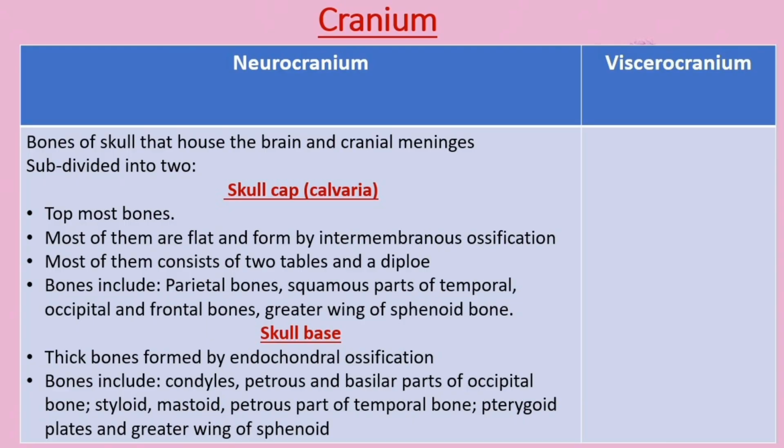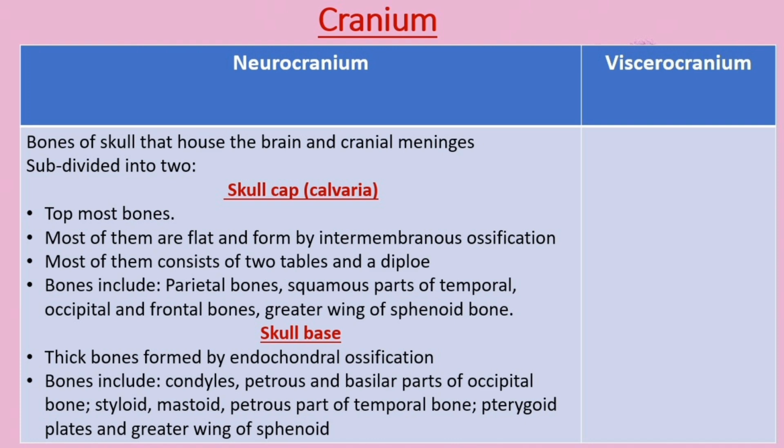The cranium is divided into two main groups, the neurocranium and the viscerocranium. What's the difference between the two? The neurocranium refers to bones of the skull that house the brain and the cranial meninges, while viscerocranium refers to the bones of the skull that house the face. Getting back to neurocranium, it is divided into two subunits, the skull cap, which is also known as the calvaria, and the skull base. The calvaria refers to the topmost bones of the skull.